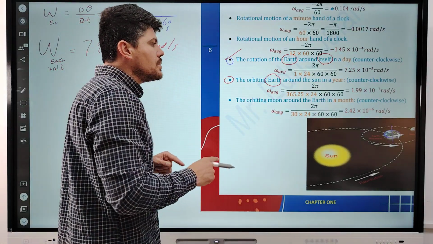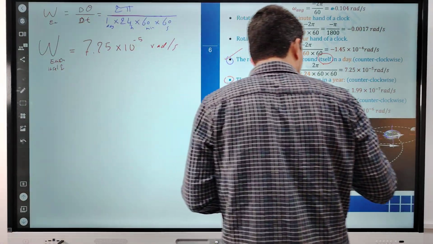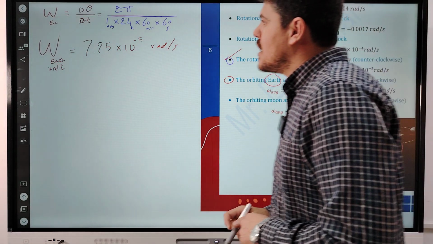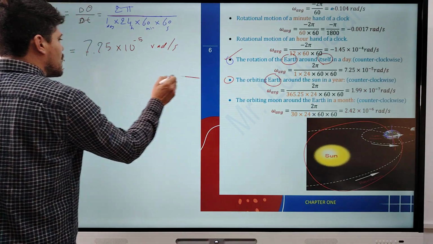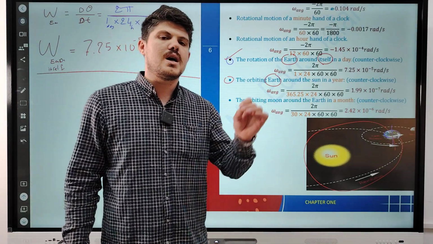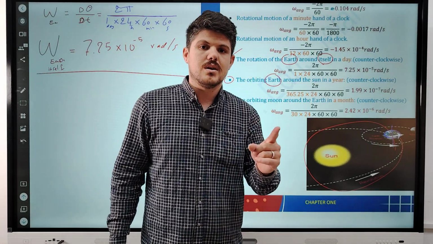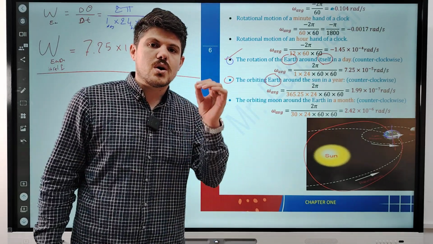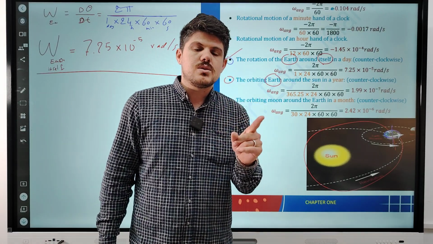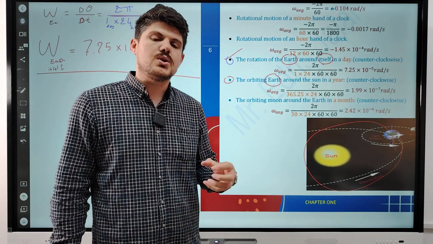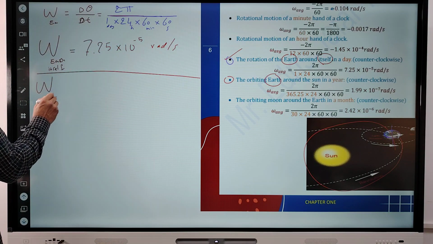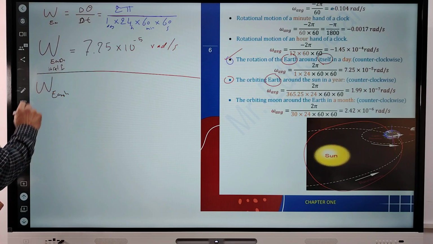Rotating Earth around itself takes 24 hours. But when we say the orbiting Earth around the Sun, how long does it take? It takes 365.25 days. It takes 1 year. One complete revolution of orbiting Earth around the Sun is 1 year. For 1 year, how many days do we have? 365.25 days. Okay?